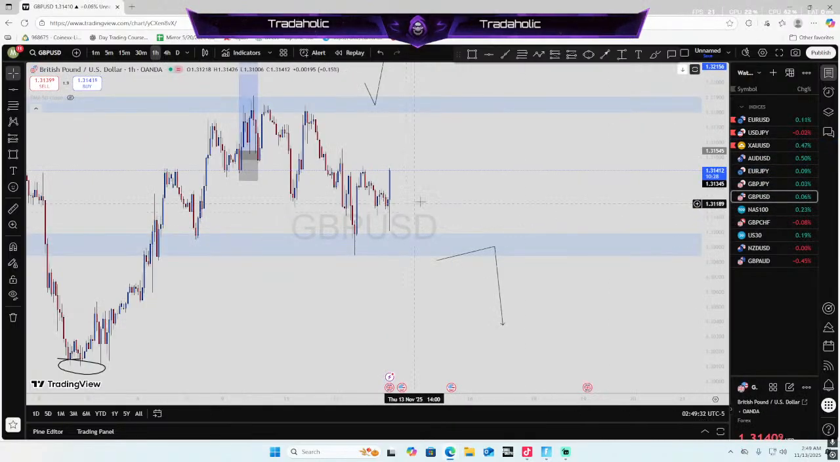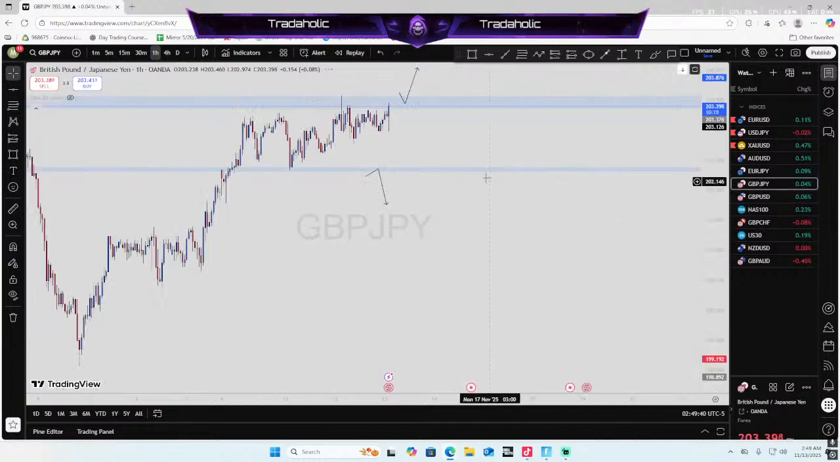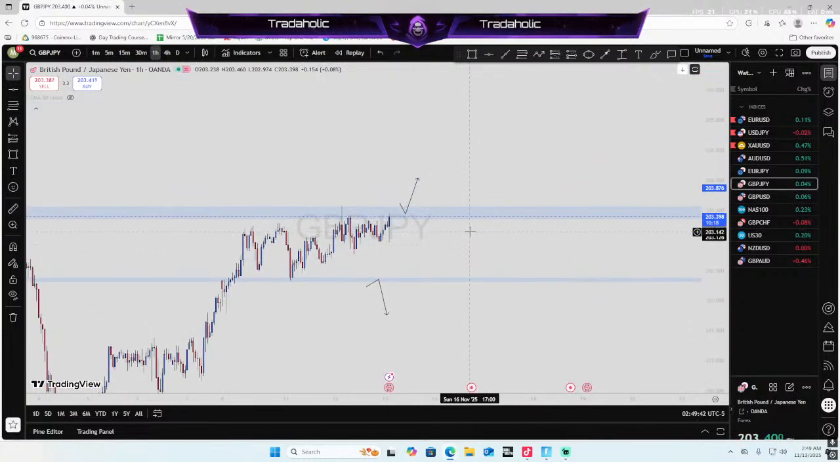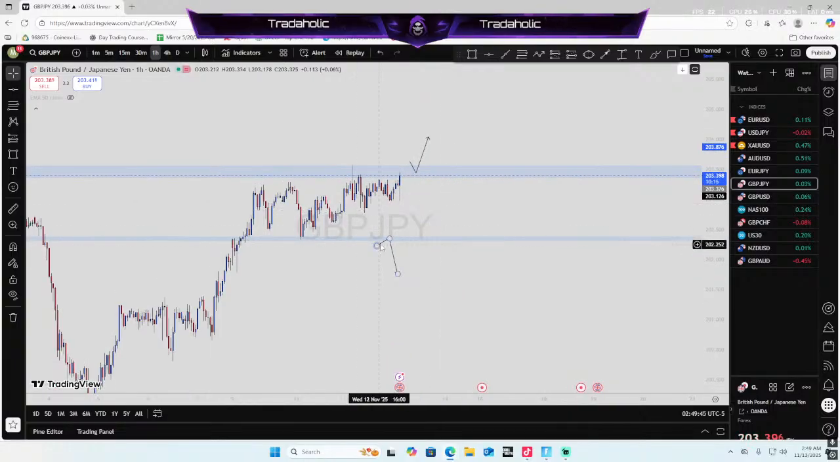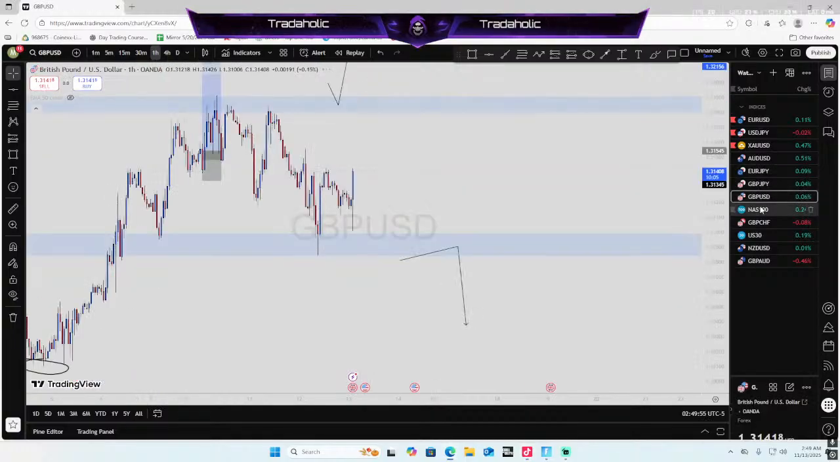You said GBP. On GBP USD, I like sells below this 1.30900 area and buys above this 1.13900 area. And GJ, I like buys above this 203.500 area, and I like sells below this 202.300 area. So we did these already. So that's one.